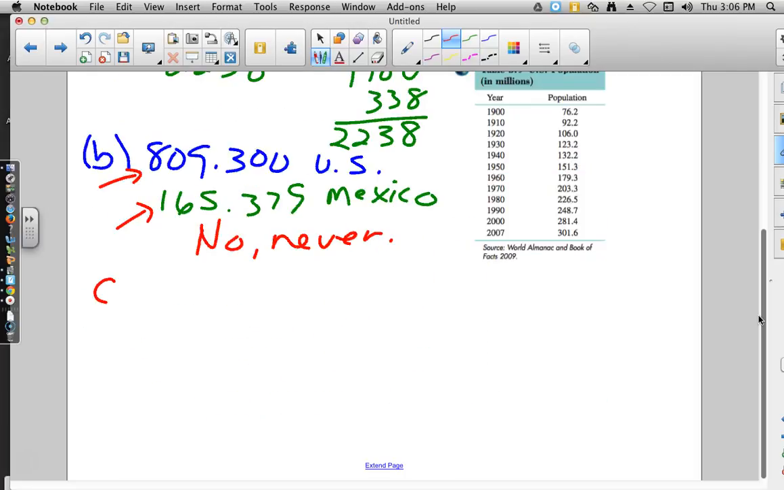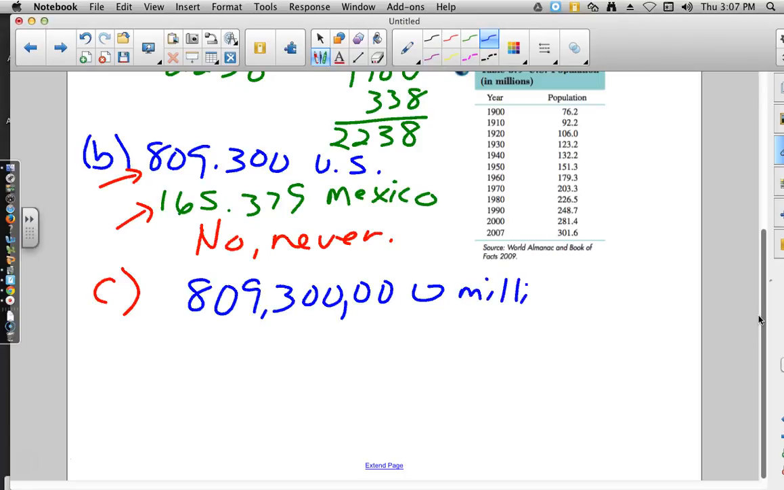So we're going to go ahead and use that information and say, all right, well, this was in millions, so 809, and then it's just a matter of how many decimals that you want to put in there. So 809,300,123, if we want to go ahead and get all of those millions back in there. And then for Mexico, 165,379,000, and that's going to be millions for Mexico.